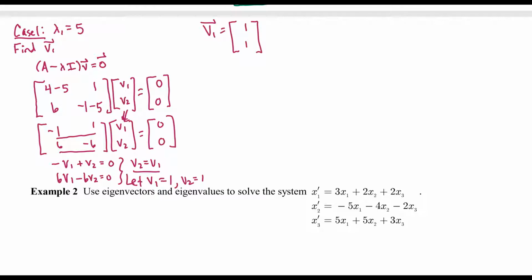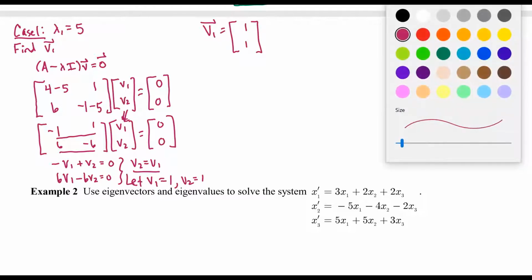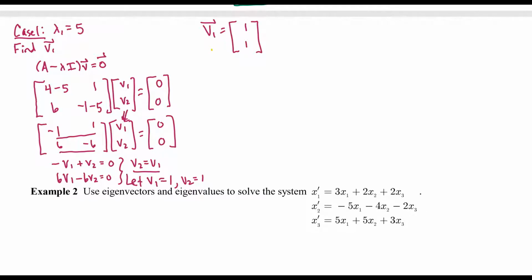Now again, let me point out about the notation. V sub 1 simply means the first eigenvector corresponding to my first eigenvalue. This one with the vector hat is distinct from this one. This just means the first component of my first eigenvector.